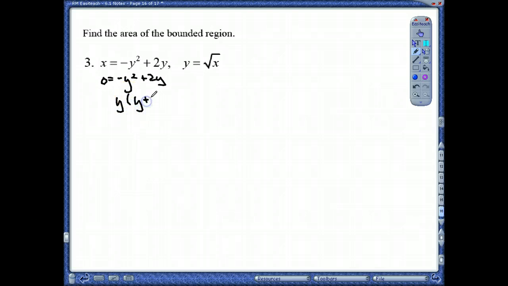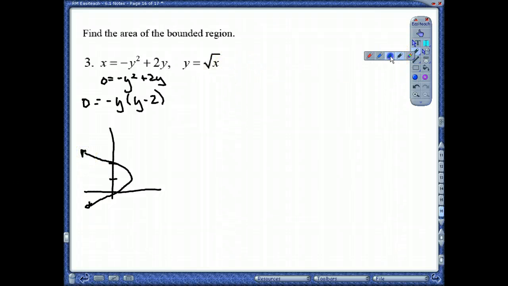That gives you y plus, let's factor out a negative y. So that's going to be positive y minus 2. So we've got those y-intercepts at 0 and 2. So 0, 1, 2. I already know I point to the left. Whoa, that's pretty. And then I've got my square root. Let's do that in a different color.